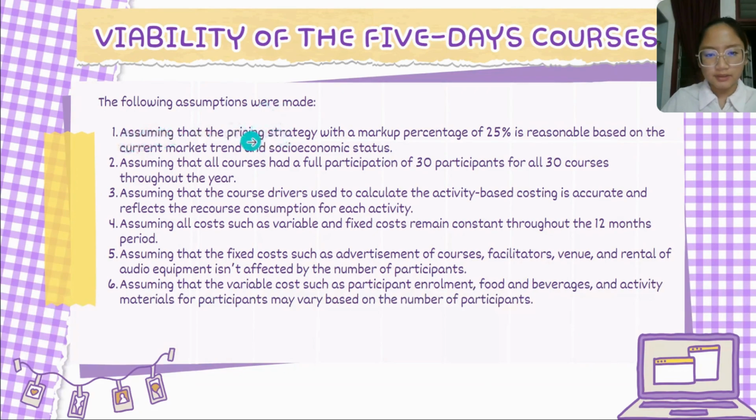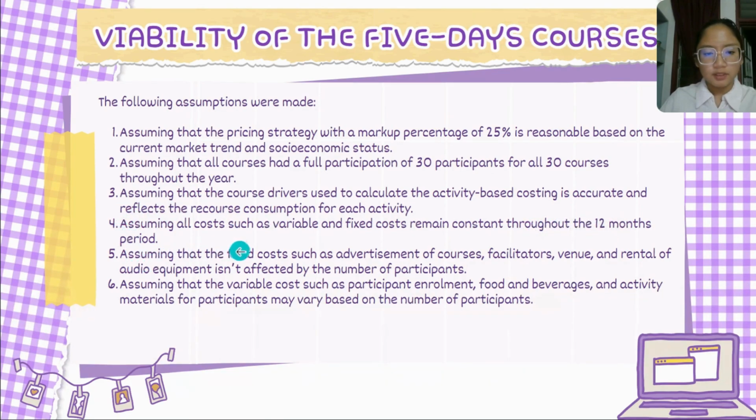First, assuming that the pricing strategy with a markup percentage of 25% is reasonable based on the current market trend and socioeconomic status. Two, assuming that all courses had a full participation of 30 participants for all 30 courses throughout the year. Three, assuming that the course drivers used to calculate the activity based costing is accurate and reflects the resource assumption for each activity. Four, assuming all costs, such as variable and fixed costs, remain constant throughout the 12 months period.